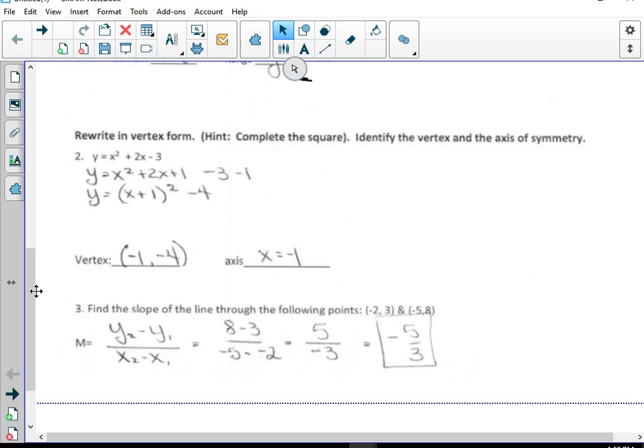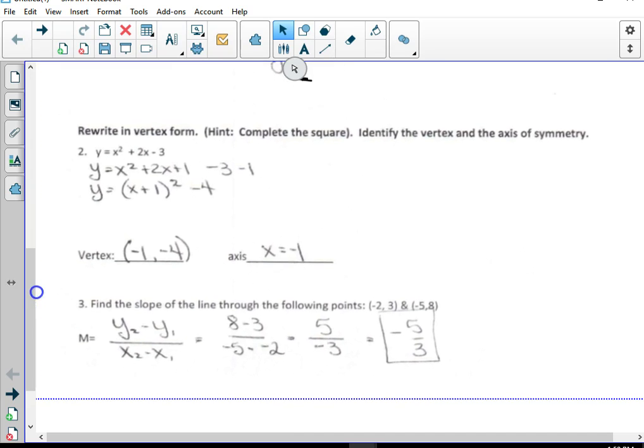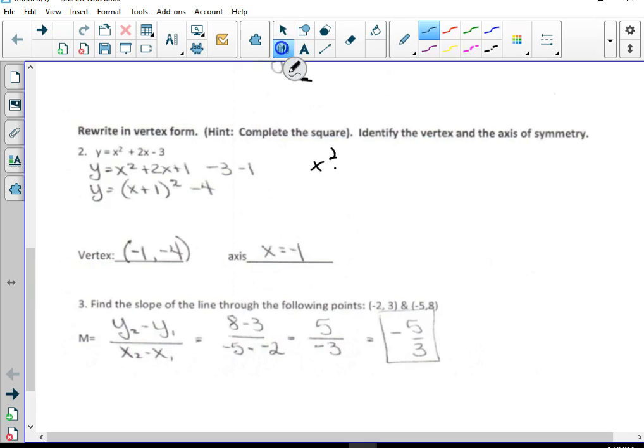Okay. Rewrite vertex form. So I'm going to go step by step in case you're watching this again later. Remember, we write x squared plus 2x. We leave a space. We move the -3 over. It becomes 3. And that space is critical. Then we do our little cheat shortcut. We take half of this number, which is +2, so it's going to be +1.